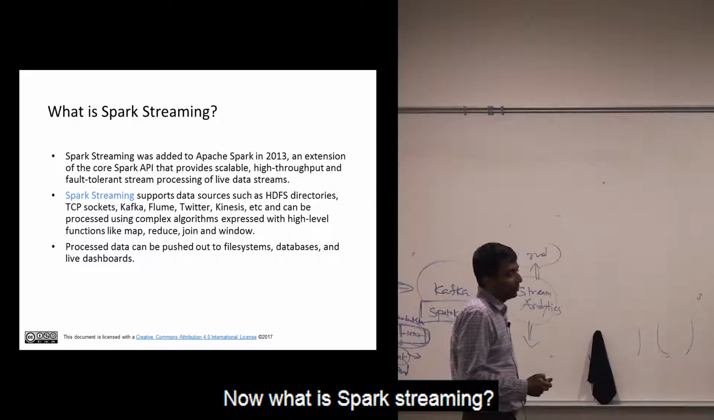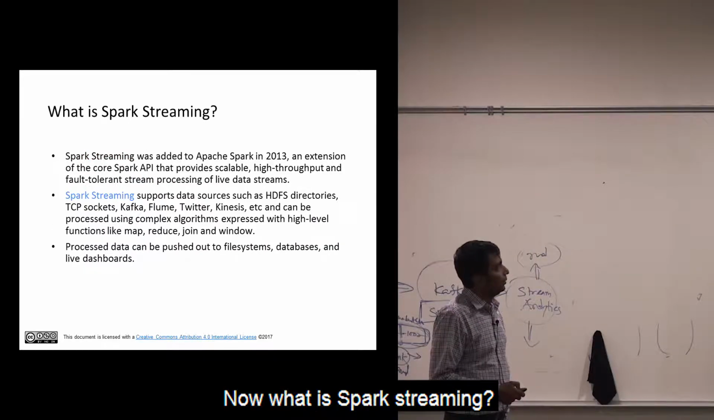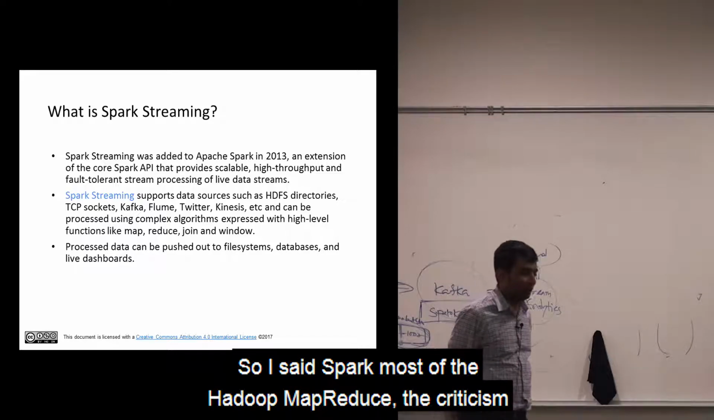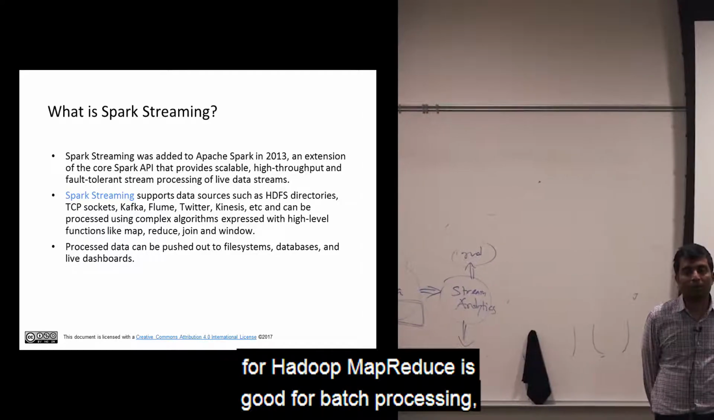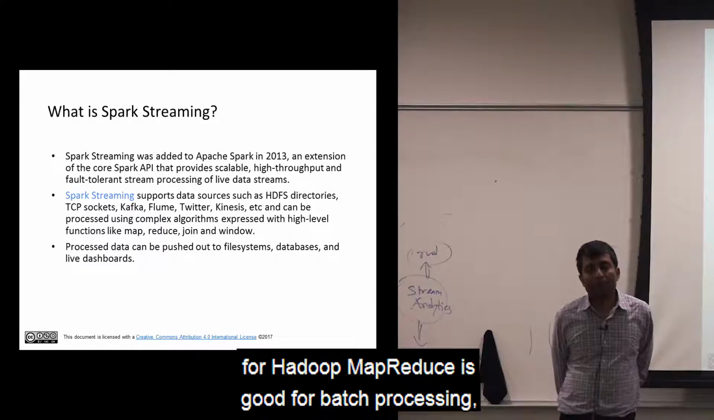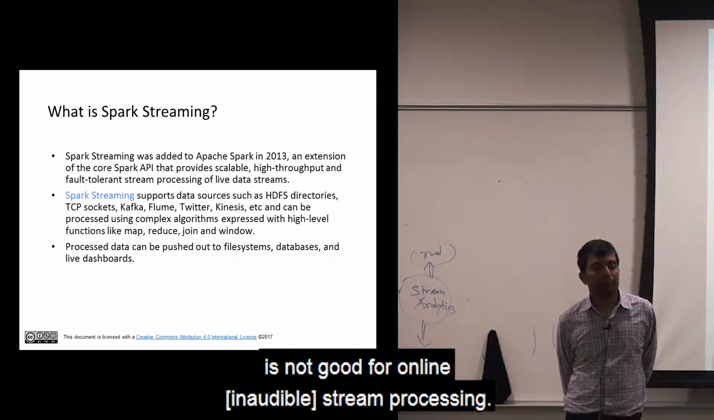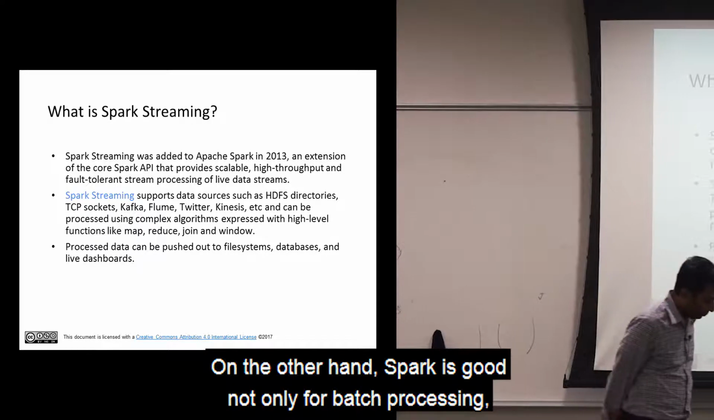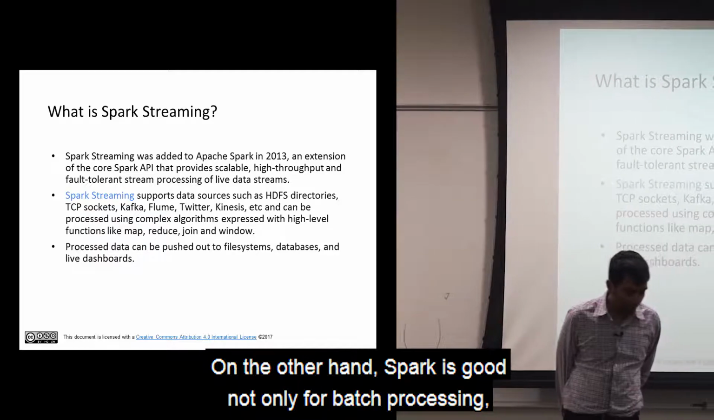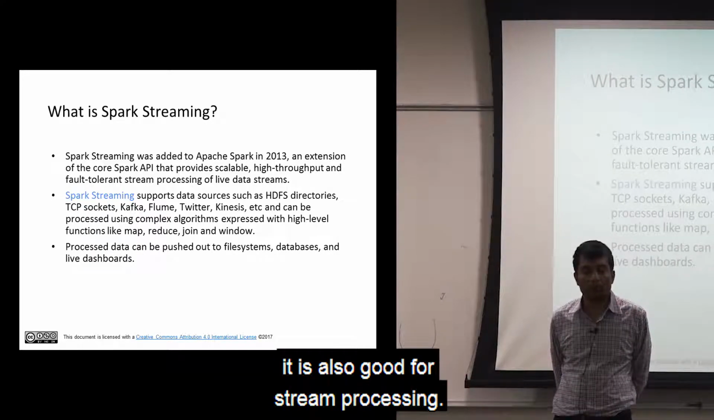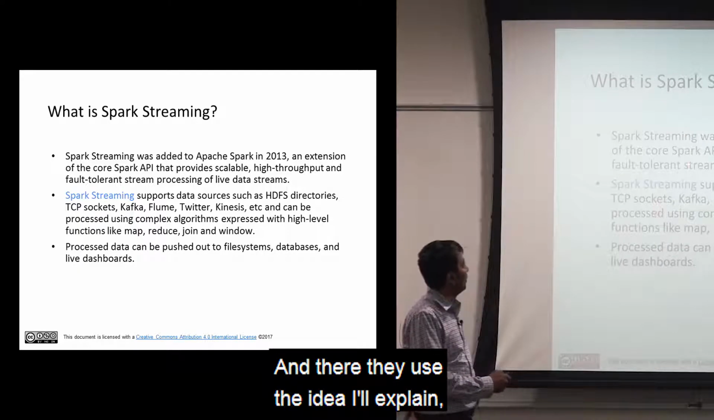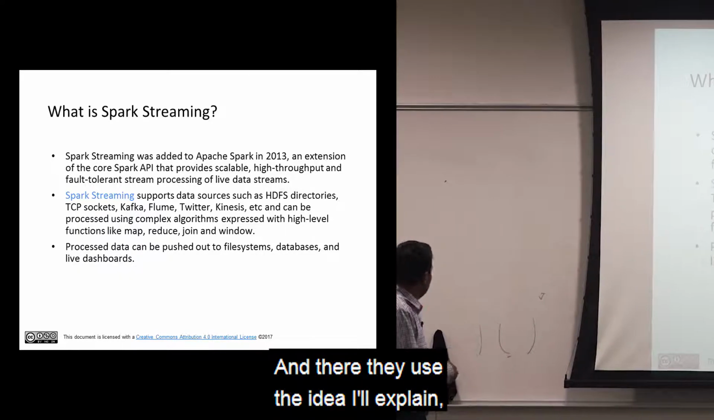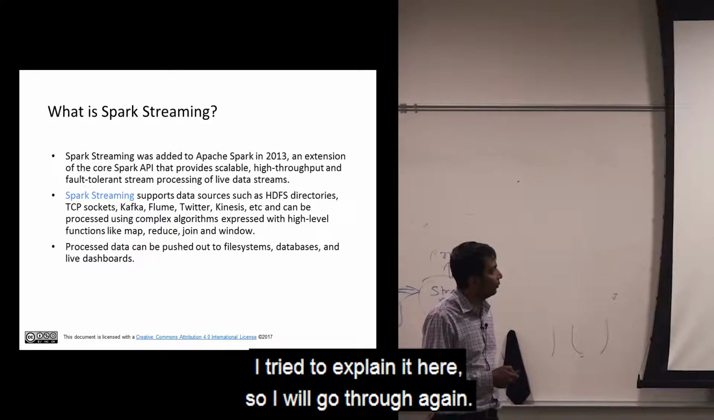Now, what is Spark Streaming? Most of the criticism for Hadoop MapReduce is that it is good for batch processing, but not good for online or stream processing. On the other hand, Spark is good not only for batch processing, it is also good for stream processing. And I will explain the idea they use. I will go through it again.